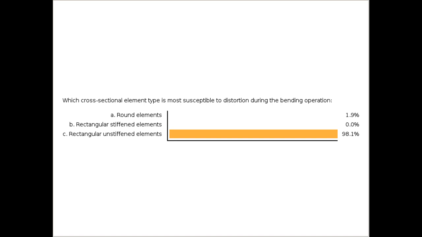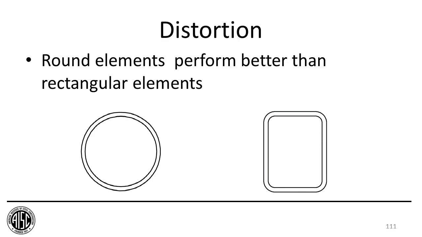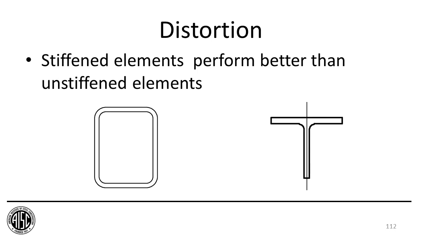Yes, that's correct. And remember, because we were going back and discussing the local buckling of these elements, that distortion is kind of analogous to local buckling, where we said that round elements are better than rectangular elements based on that analogy, and then the stiffened will perform better than the unstiffened elements based on that same analogy.